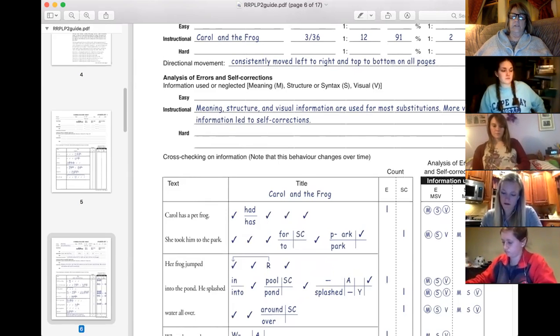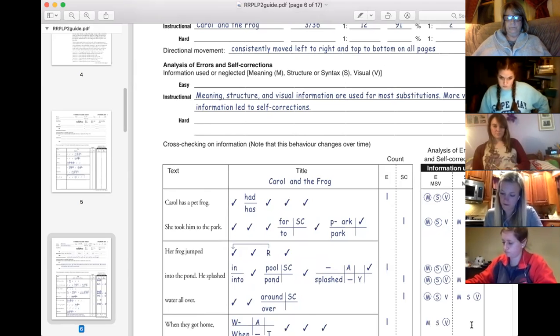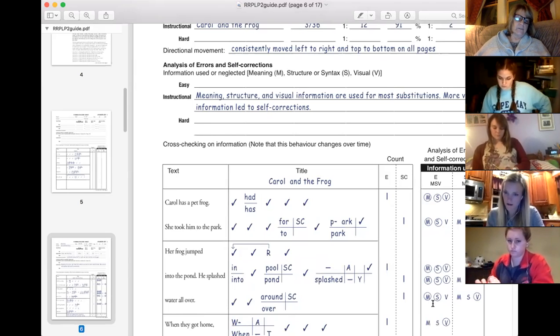And then we have, he splashed water, he splashed water all around. I just gave an M and S. Makes sense, sounds right, doesn't look right, but then he fixed it using the visual. So you're starting to see a pattern.